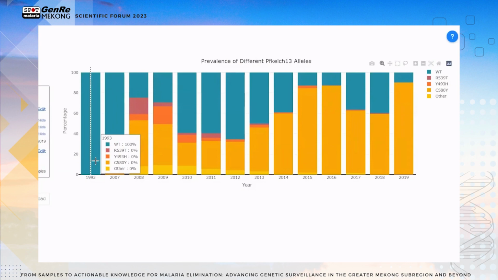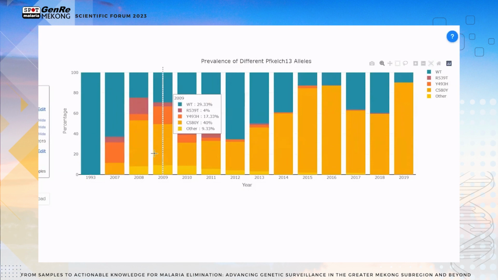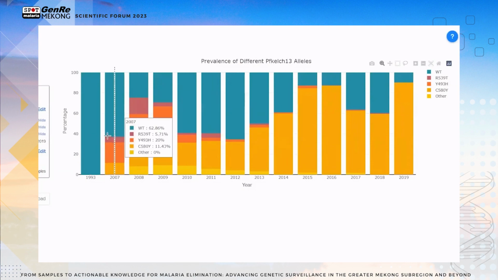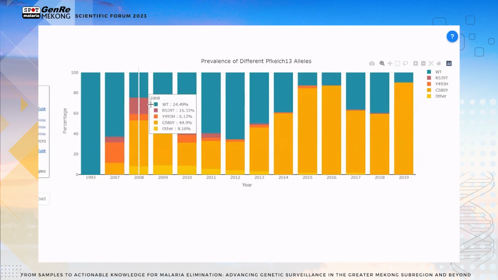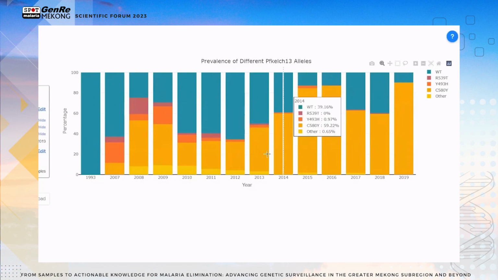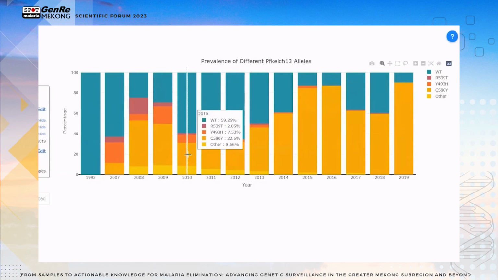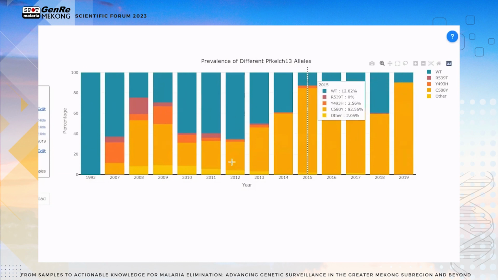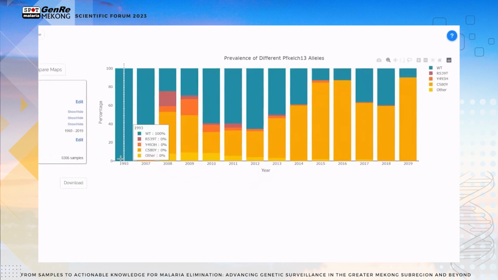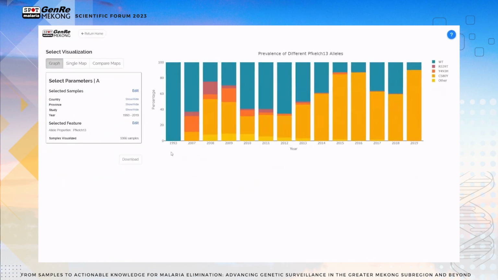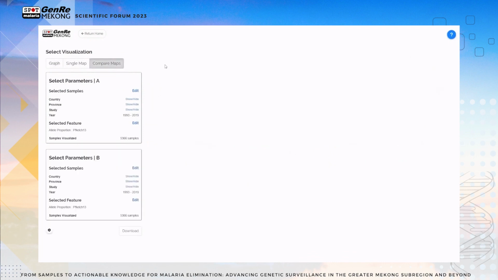So here we can clearly see that the wild type Kelch13 allele starts to decline. And here we can see the expansion of the C580Y Kelch allele from 2010 to 2019. Now let's look at this geographically once more, but let's compare between 2 time periods.